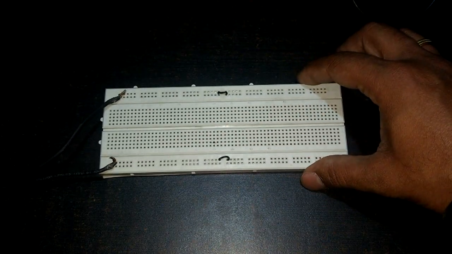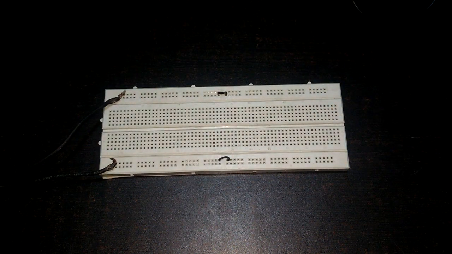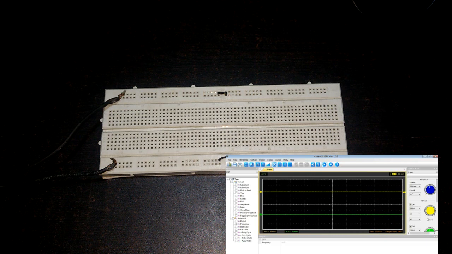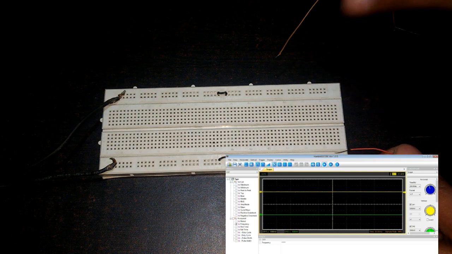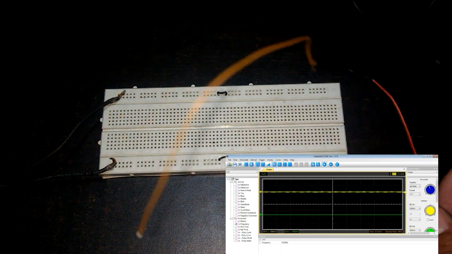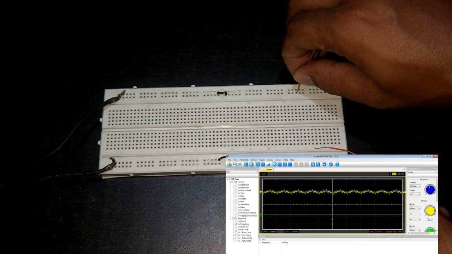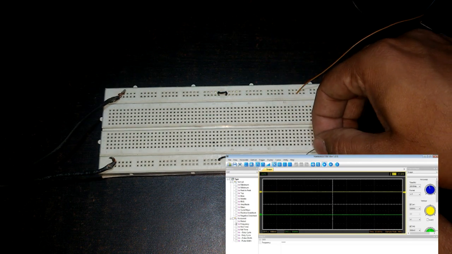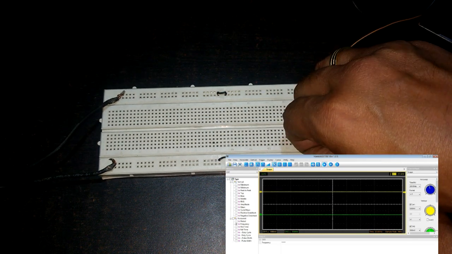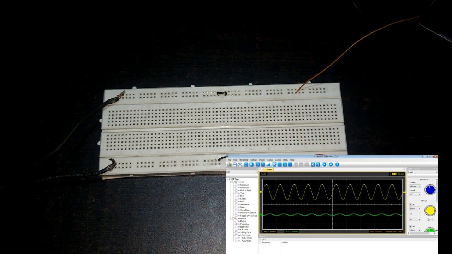Here we have a setup with a breadboard on which AC supply is connected. The second screen shows oscilloscope's display. Let's connect the probes to input. As we can see, oscilloscope shows AC signal. So input is AC having positive and negative cycle.